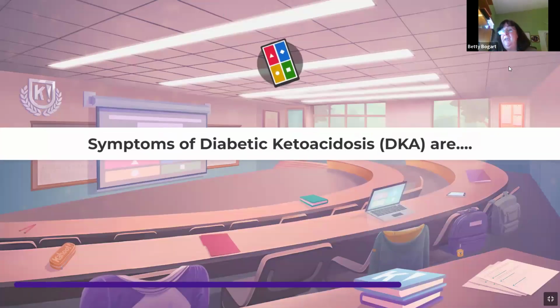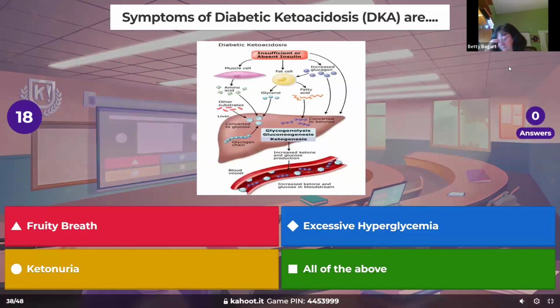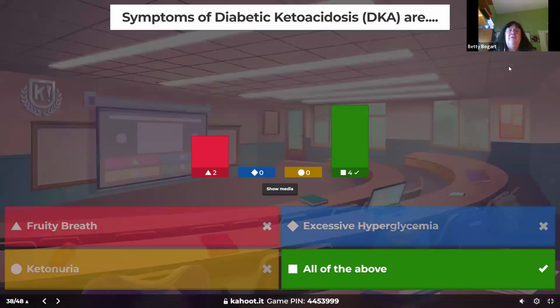Symptoms of DKA are, one of the things I'm going to say is fruity breath. What does it smell like? Take a nice ripe peach, put it in a Tupperware container, put it in the refrigerator, and forget it for a month. Take it out, open it up, and you're going to have this sickening, rotted, sweet smell. That is DKA. It is really distinctive, okay? Yes, ketonuria. Yes, hyperglycemia.